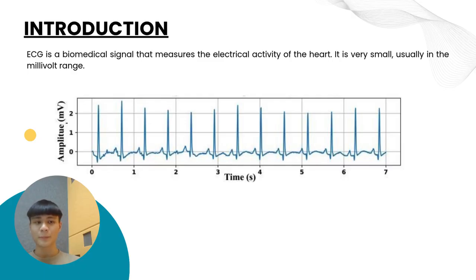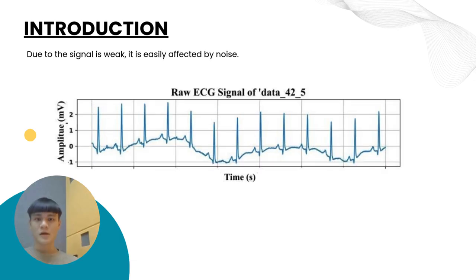An ECG is a biomedical signal used to measure the electrical activity of the heart. As you might know, this biomedical signal is exceptionally weak, typically falling entirely within the millivolt range. Because the ECG signal is so weak, it's extremely vulnerable and can be easily affected by environmental and physical noise. Let's look at the raw ECG signal graph on the screen. You can see how heavily the actual heart rhythm becomes obscured and unstable when it's subjected to interference.